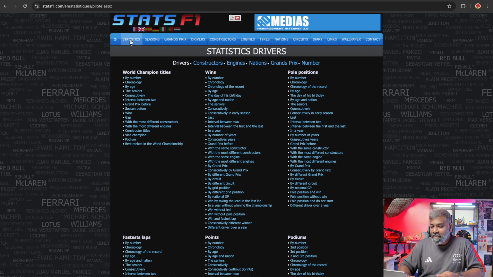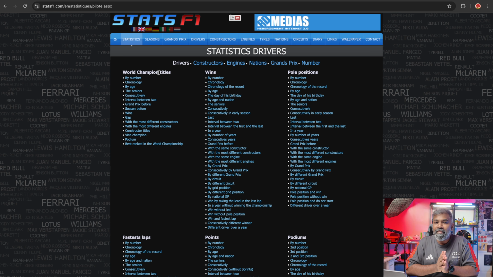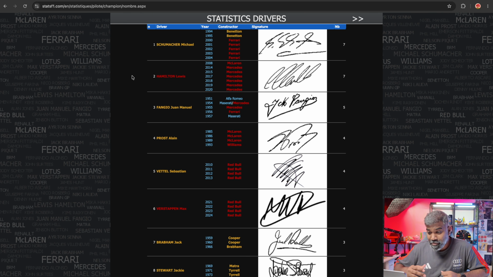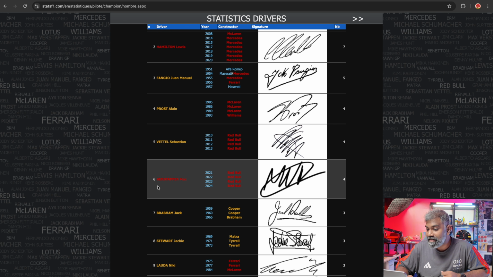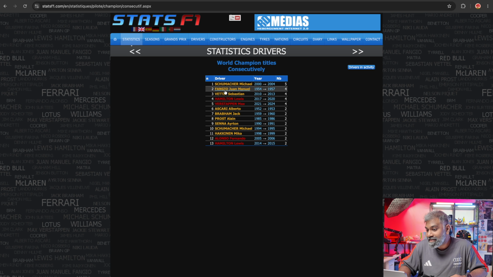Now you have 6 or 7 major stats, and under these stats, all of them are arranged in every measurable way possible. For example, let's look at world champion titles, by number. You get to see the drivers who have the most world championships, and you can see Schumacher and Lewis Hamilton at the top, and then Fangio, Prost, Vettel and Verstappen. But if you want to know how many world titles were won consecutively, you get to see that as well. Michael Schumacher won it from 2000 to 2004, so 5 in a row. And then you have Sebastian Vettel, who's 4 in a row, Lewis Hamilton, 4 in a row, and Max Verstappen, 4 in a row.